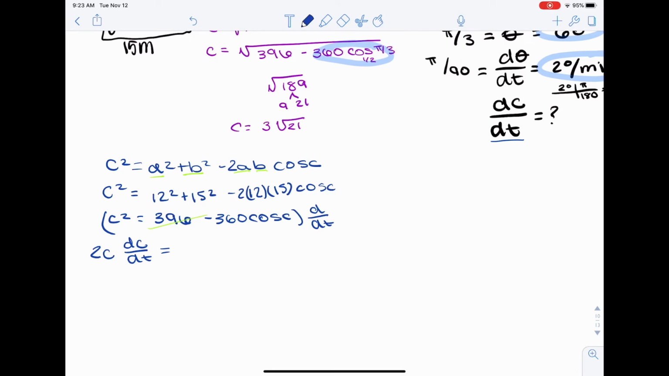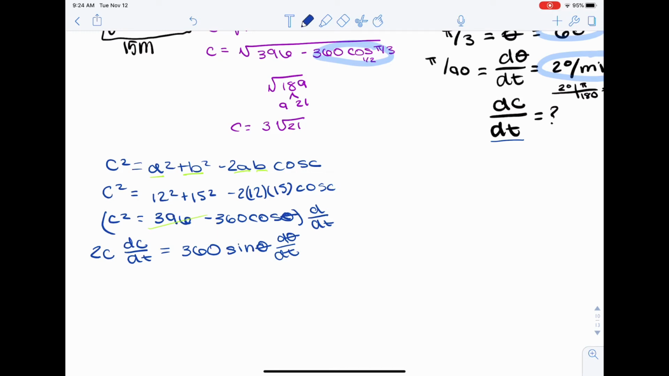And so now we are going to have this 360 stay, but since the derivative of cosine is negative sine, we're just going to go ahead and get rid of this negative sign. So it's going to be 360 times sine c, and then you have to use the chain rule. So sine theta, let's have this be a theta, d theta over dt.